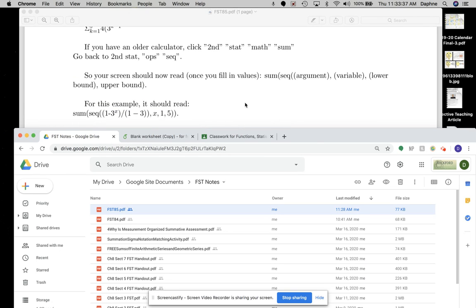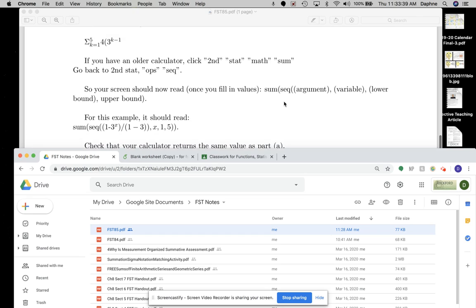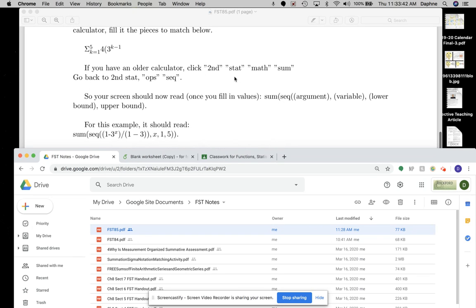I'll move this down a little bit more. Okay, so click second stat, which takes you to list forms. Do math, so arrow over to that column. Click on sum. Now you have sum on your main screen. Go back to second stat because we need a second operation. So go to ops and then click sequence. So you should now have sum of a sequence. And then this is your generic stuff.